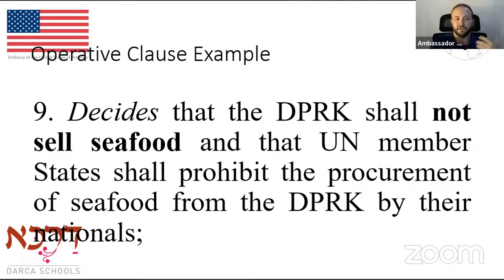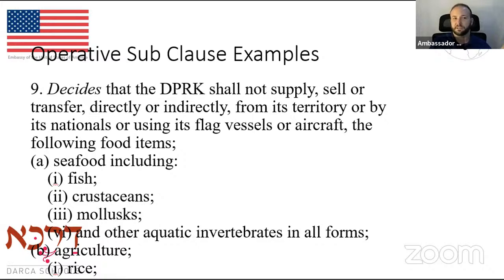Now, this can be broken down into subclauses. For example, decides that the Democratic People's Republic of Korea shall not supply, sell, or transfer directly or indirectly from its territory or by its nationals, you know, using flag vessels or aircraft. You can see how a discussion between students can come up with all the different contingencies. The following seafood items: fish, crustaceans, mollusks, and so on. So you can say, don't buy food from North Korea. You can break it down with more details, but the idea behind it is the same. This is how we're going to do what we want, which is in this case, not trade with North Korea.